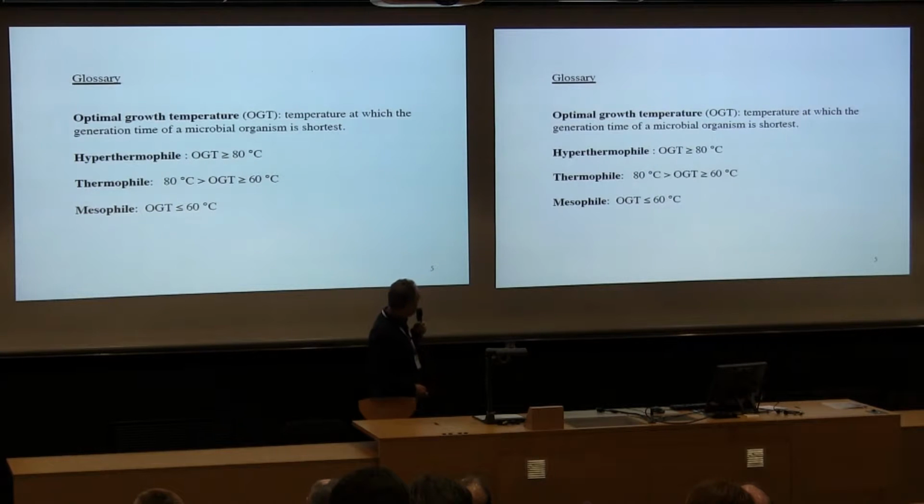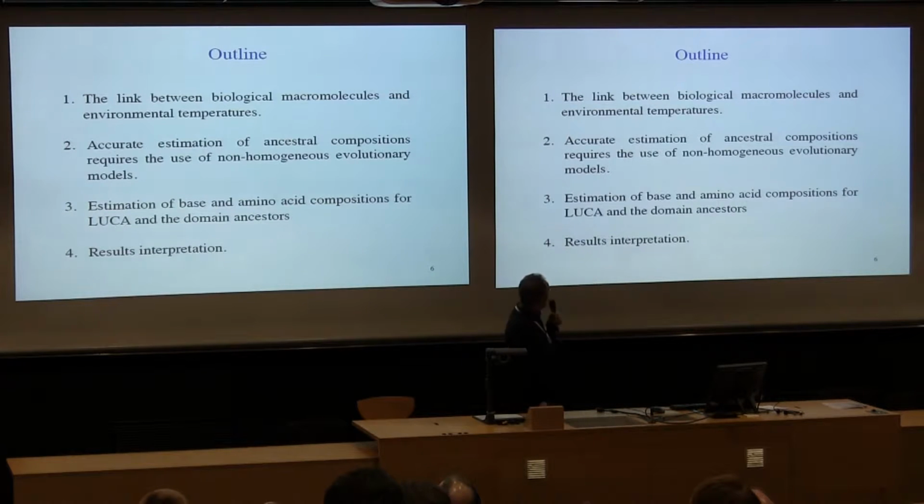In terms of vocabulary, I'll be talking about the optimal growth temperature of a microbial organism, which is the temperature at which this organism grows fastest. And we can conveniently define three categories. Those that grow above 60 degrees are called thermophiles, and those that grow above 80 degrees are usually called hyperthermophiles. No eukaryote is fancy enough to be able to grow at such high temperatures. So this concept is relevant for prokaryotes, that is for bacteria and for archaea.